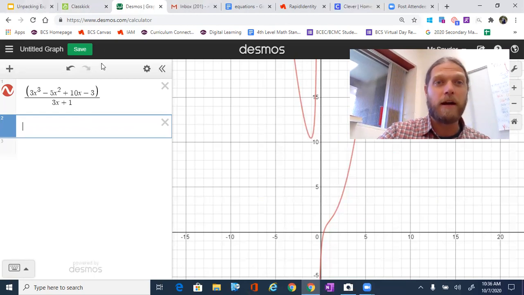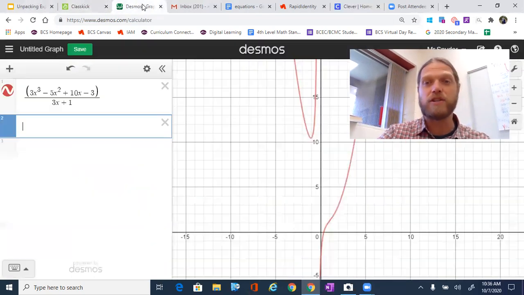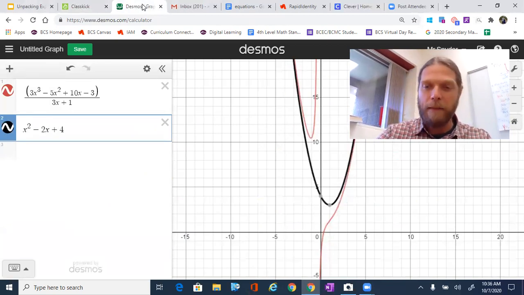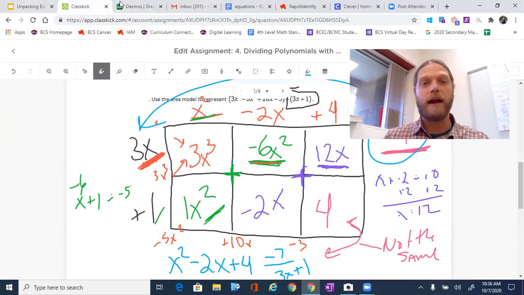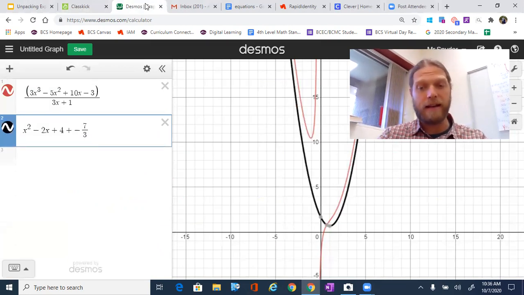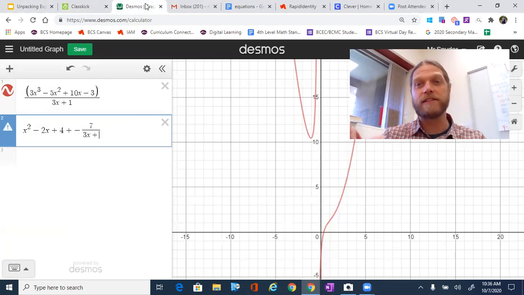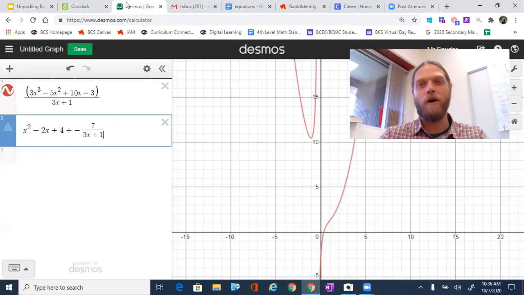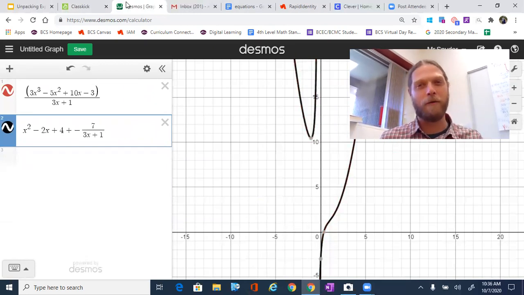So what I'm going to do is type in x squared minus 2x plus 4. Then I'm going to add on that remainder. If we remember correctly, the remainder was negative 7 over 3x plus, let's do this slowly, 4. No, it's not correct. It's 1. 3x plus 1. We went back, we checked it, we verified we're in good shape. It was 3x plus 1.